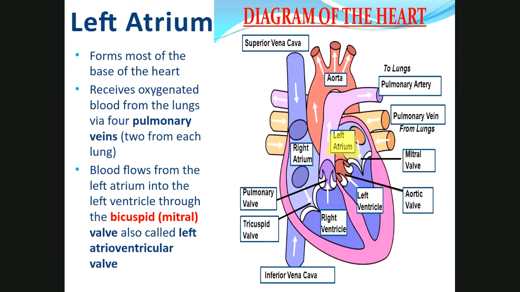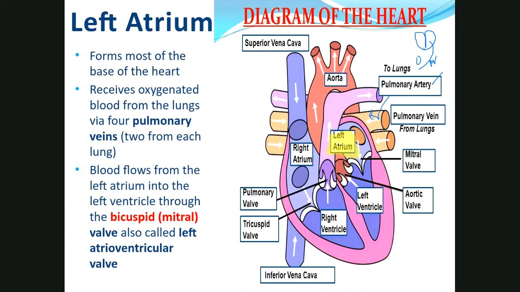So the left atrium. Let's say this blood has gone via the pulmonary artery to the lungs, right? And it's become oxygenated. So then a pulmonary vein, right? A vein is carrying blood to the heart, but in this case, the pulmonary vein is going to have oxygenated blood. So this is coming in here, okay?